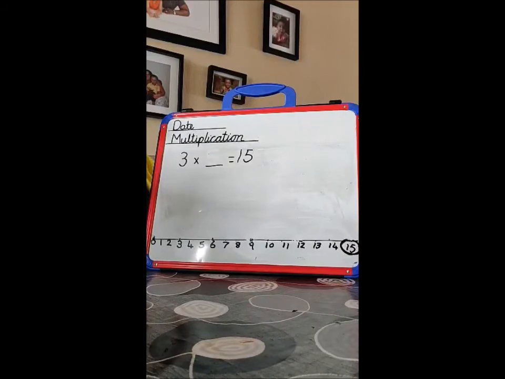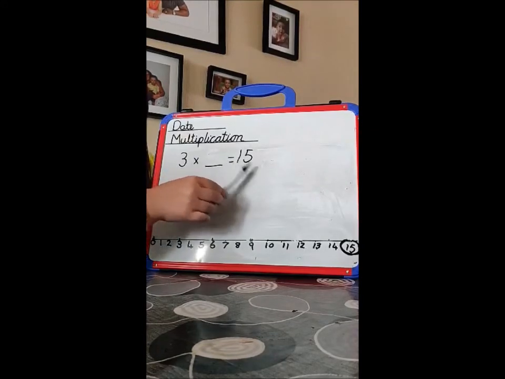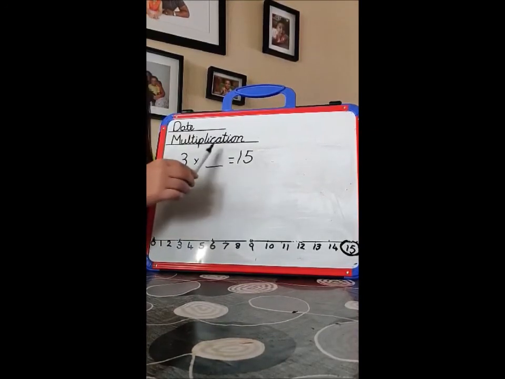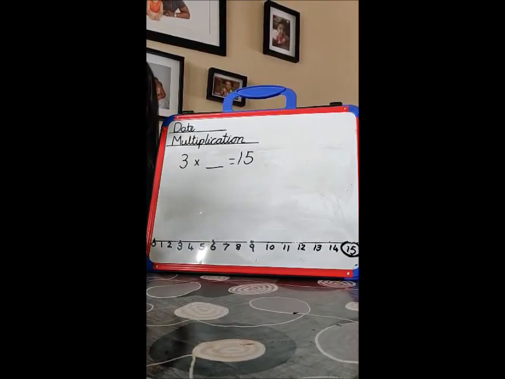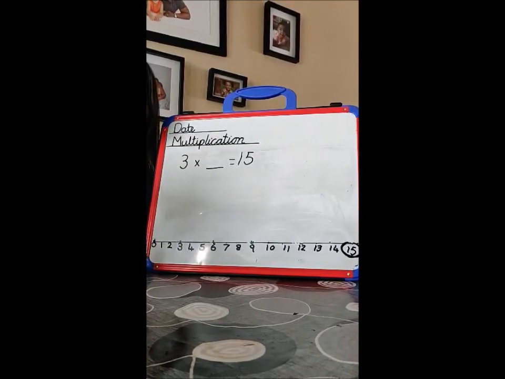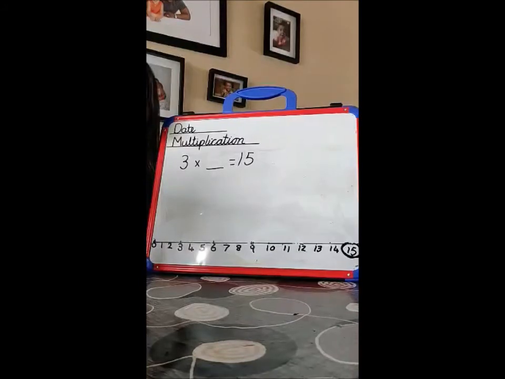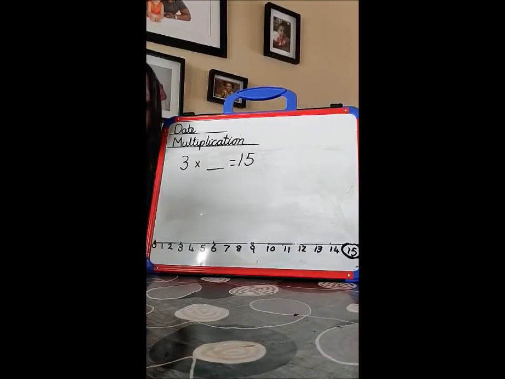Your turn now. Here's your calculation. 3 groups of something equals 15. We don't know this amount here. We know we've got 3 groups, but we don't know the amount. What is the first thing we need to do? We need to rewrite the sum.